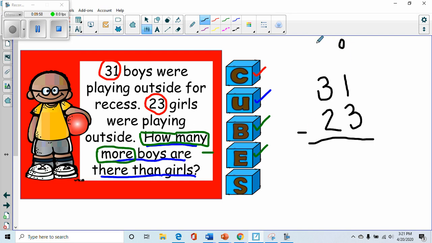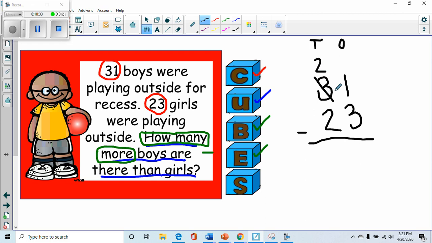Don't forget to start in the ones place first. 1 minus 3. I have to ask myself, can I do that? If I have 1, can I take away 3 from that? I think, no, I can't do that. I need to somehow make this number larger. And I'm going to do that by regrouping and renaming. So I'm going to come over here and take away 1 of the 3. That will leave me with 2.